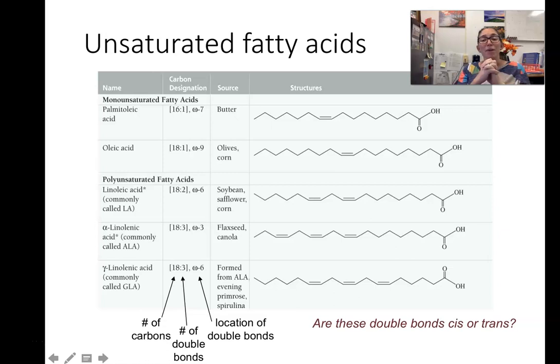All right, so this is just a picture of some unsaturated fatty acids, and I'm going to teach you a little bit of the chemistry designations for these.